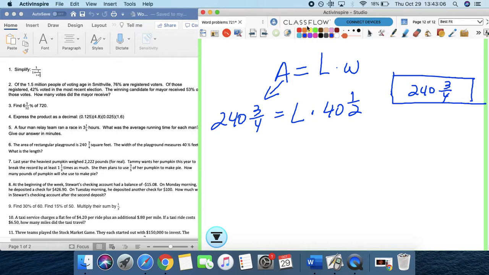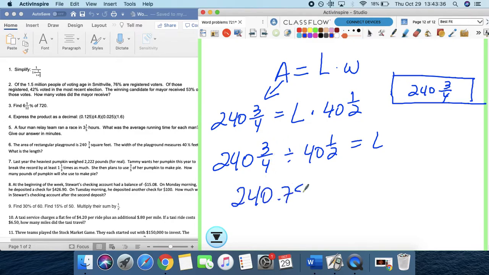Well, now, we're going to divide both sides by 40 and a half. We end up getting 240 and 3/4 divided by 40 and a half. And that's going to give us the length. So now this is just a matter of playing with numbers again. I don't know if you have a calculator or not, but if you don't, you have a choice of either dividing this way or the fraction. It's really up to you how you want to divide it. You'll probably get the same answer. Just a matter of preference, to be honest.